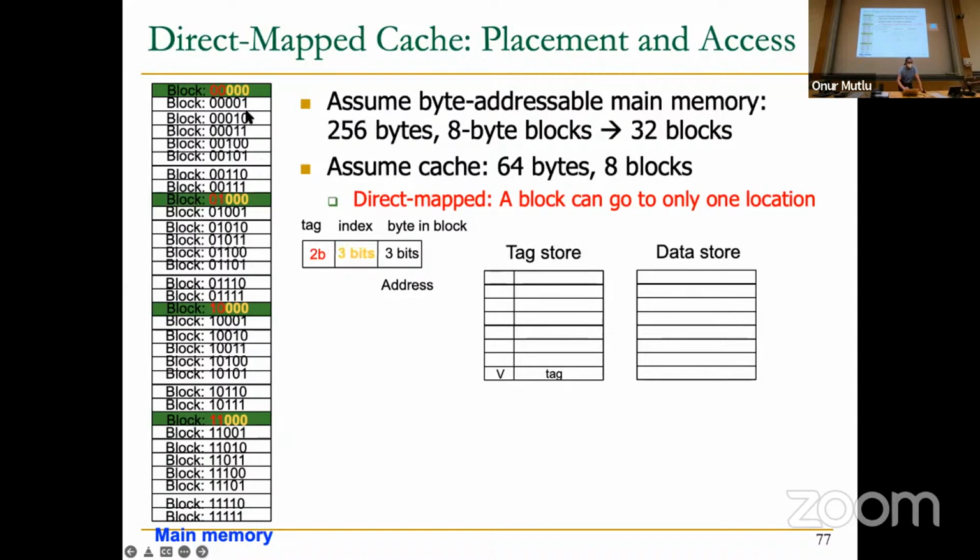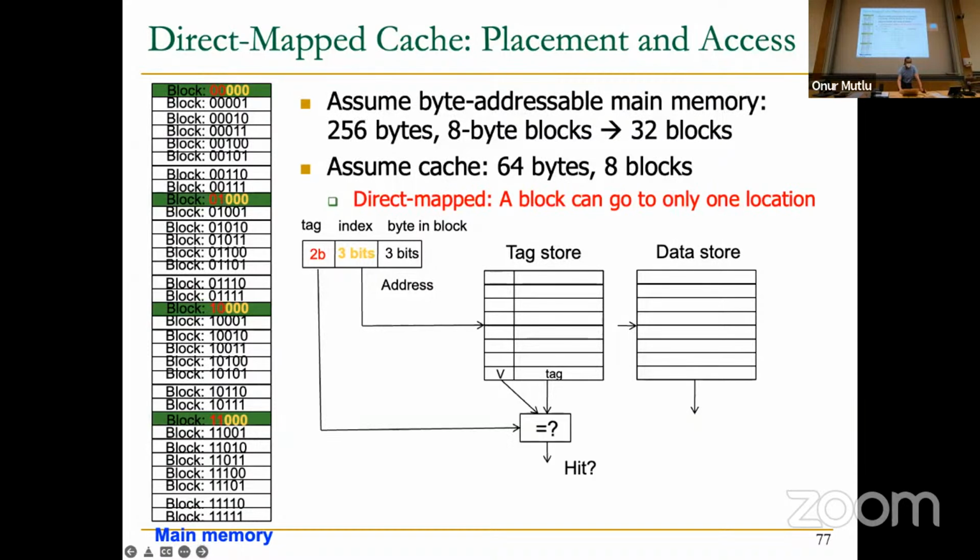You can pick another one over here, block 1, block 9, block 17, block 25. They all map to the same index bits, where the index bits are 0, 0, 1, right? Okay, you distinguish them based on the tag bits. So basically you access using the index bits. You get the tag store metadata out, val and tag. You get the data out also.